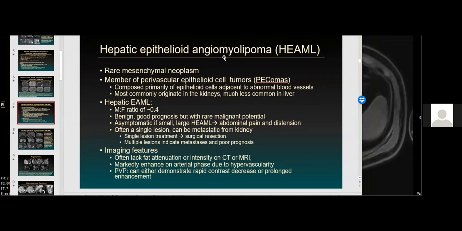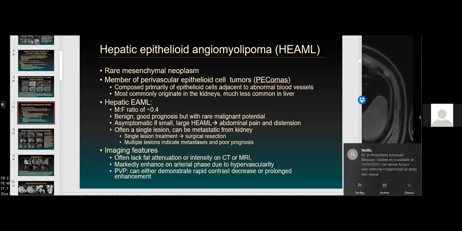So this was an angiomyolipoma, but it was hepatic epithelioid angiomyolipoma, which is a rare mesenchymal neoplasm. Men are less likely to get them, but this was a man. They may or may not have fat, but this one did. They tend to be hypervascular. This one was, and then they can either have washout or just kind of fade. So there's nothing specific. These things need biopsy.